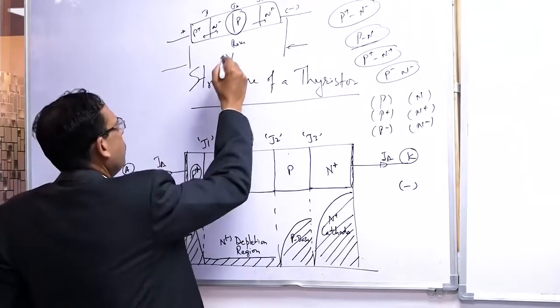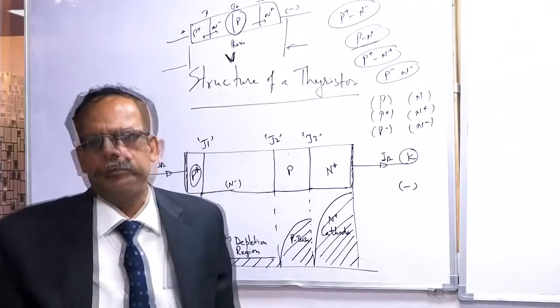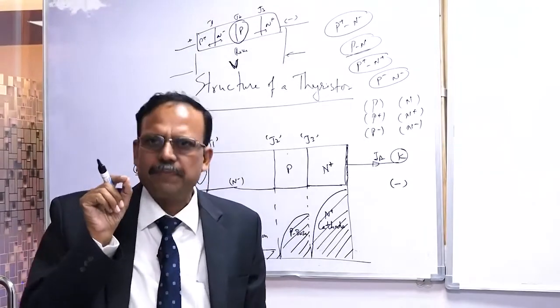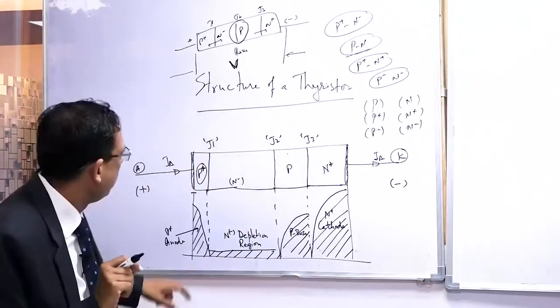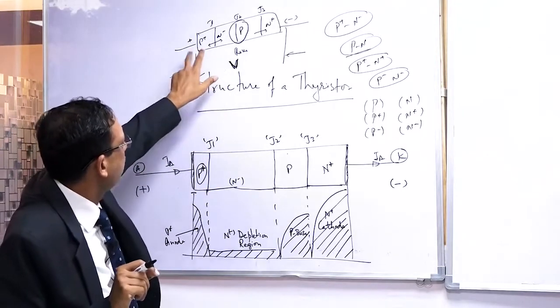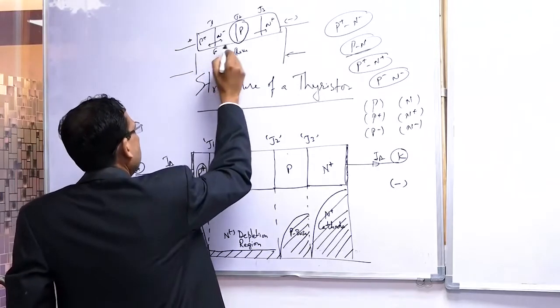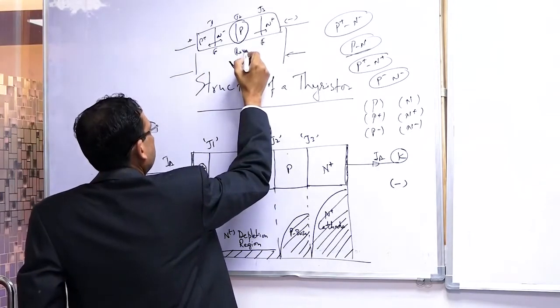So what is this voltage V? What is this voltage caused by? I am just taking some more time because I want you to get into the depths of the thyristor. Please tell me, if positive and negative is applied and this junction becomes reverse biased, this is forward biased, this junction is forward and this is reverse.